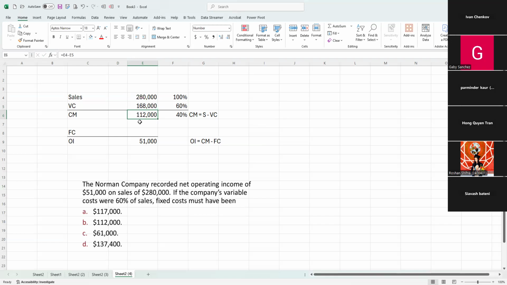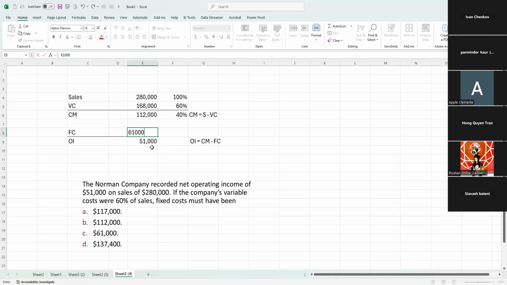Yes. How much is my contribution margin? 112. So now the question is, how much must be the fixed cost? Because operating income is the contribution margin minus the fixed cost. I know my operating income, I know my contribution margin. Can I find my fixed cost? Yes. How much will that be? 61,000.